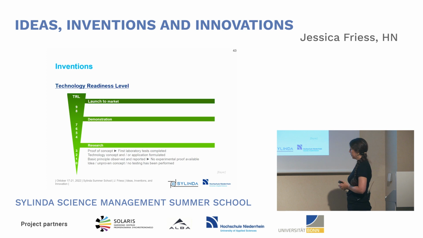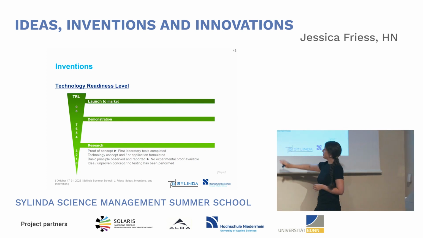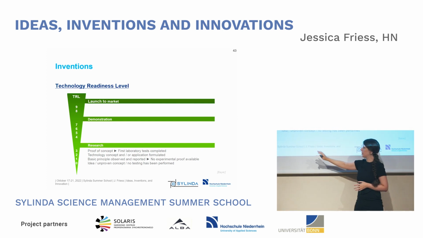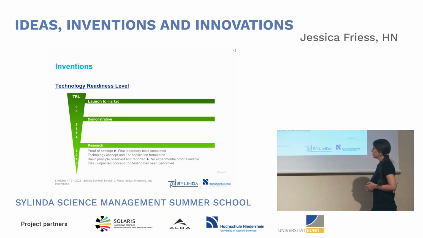So at the beginning, we have an idea just in our head, an unproven concept, and no testing has been performed. That's like stage 0 or level 0. The next step is a basic principle was observed and reported, but no experimental proof was available yet. So no really basic calculations, some physics in the lab. The next step is a technology concept or an applied formula. And the next step is the proof of concept. It means the first time somebody was in the lab and tested it, and the test was successful.